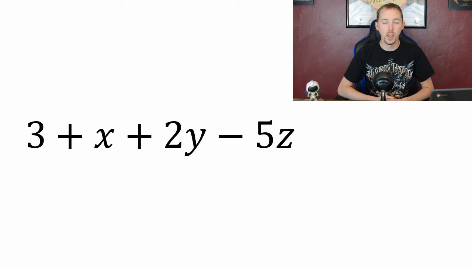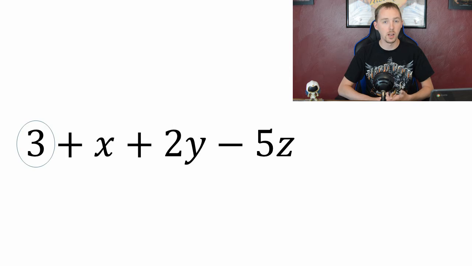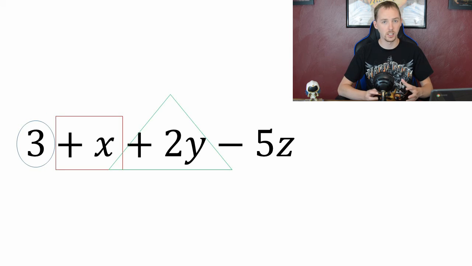So in this example that we have here, you'll see that there are four terms. 3 being a number all by itself is a term. X being a variable all by itself is a term. 2y, because it's 2 times y, that's the combination of a number and a variable, that's a term. And so is negative 5z, because it's negative 5 times z, that's a term.